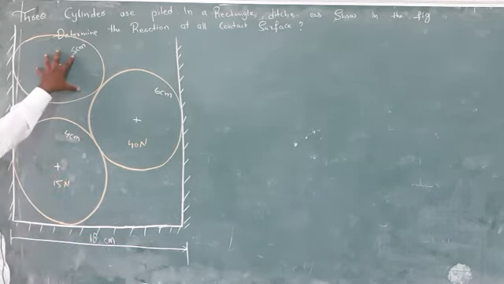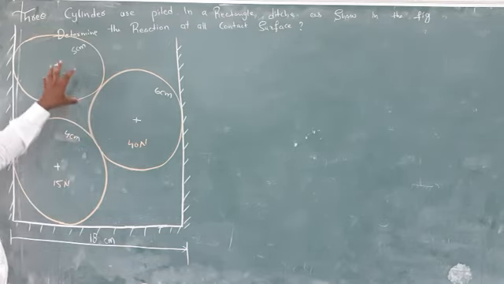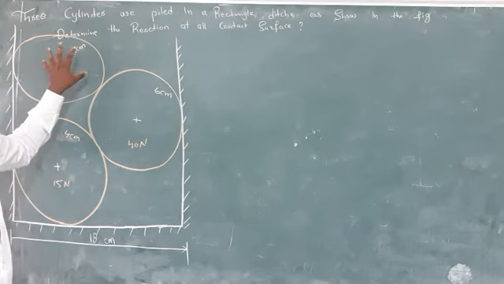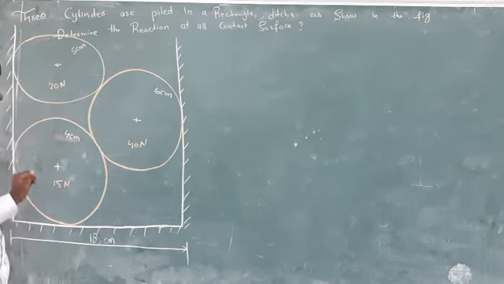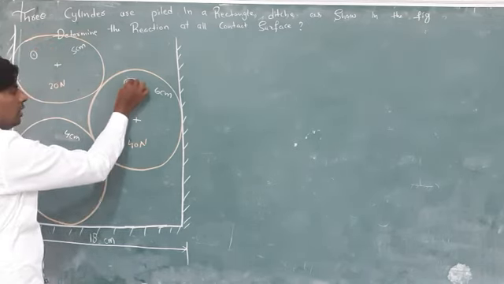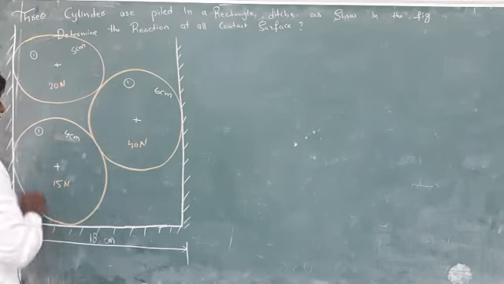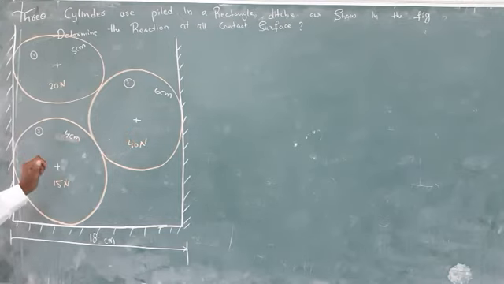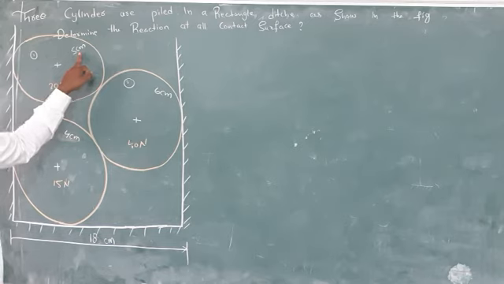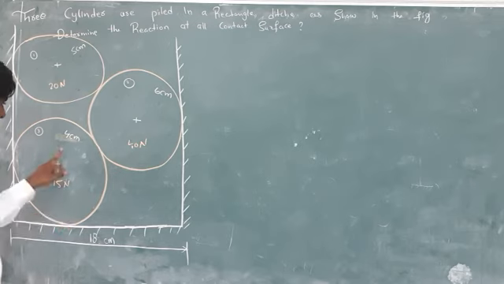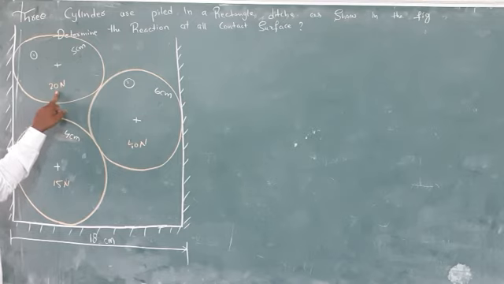And see here, sphere 1, sphere 2, sphere 3, meaning cylinder 1, cylinder 2, and cylinder 3. Let us name this one cylinder 1, this one cylinder 2, and this one cylinder 3. Now how much radius is given here? 5 centimeter. For this, 6 centimeter. For the third one, 4 centimeter.